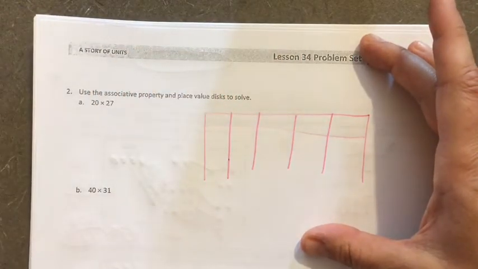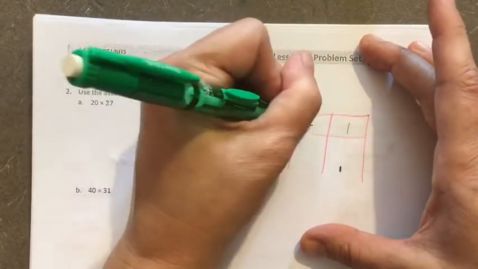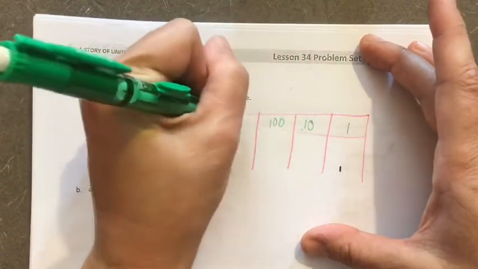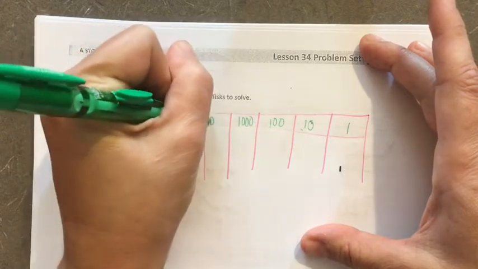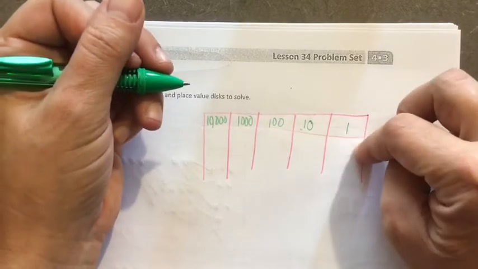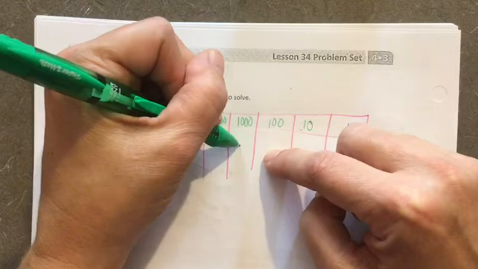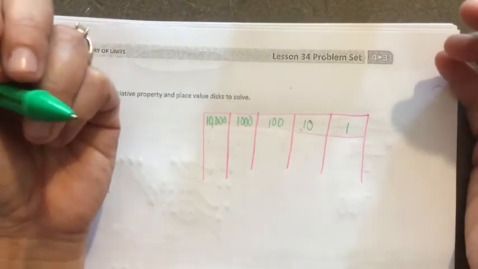All right, so I'm going to put ones, tens, hundreds, thousands, and ten thousands. Place value is never going to change on you. This will always be the ones place. This will always be the tens place. This will always be the hundreds place, thousands place, 10,000s place, and so on and so on.